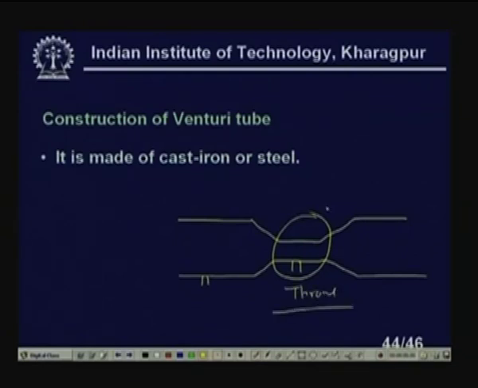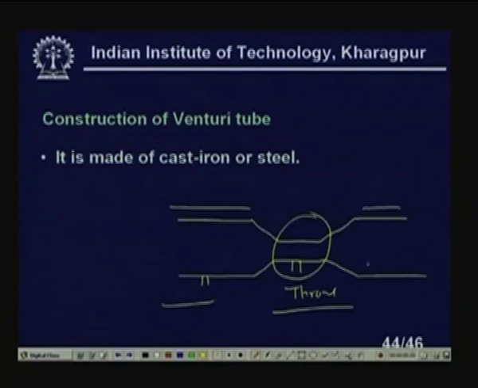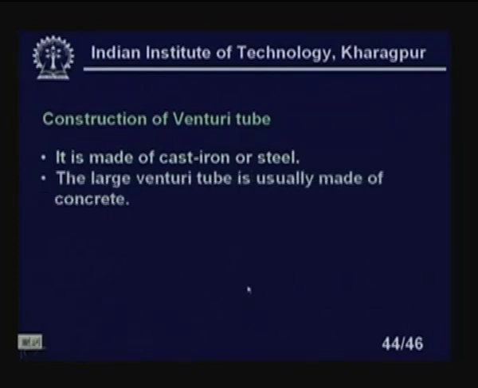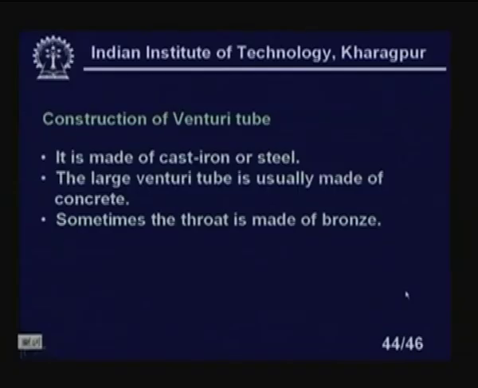In some applications, throats are made of separate metals. It is usually made of bronze because it is easily replaceable. The main sections, both this and this, will be made of cast iron or steel, right. The large venturi tube is usually made of concrete, because if it is very large, it is very difficult to make it of cast iron or steel. In that case, we will use concrete. Sometimes the throat is made of bronze, as I told you earlier, for easy replaceability.